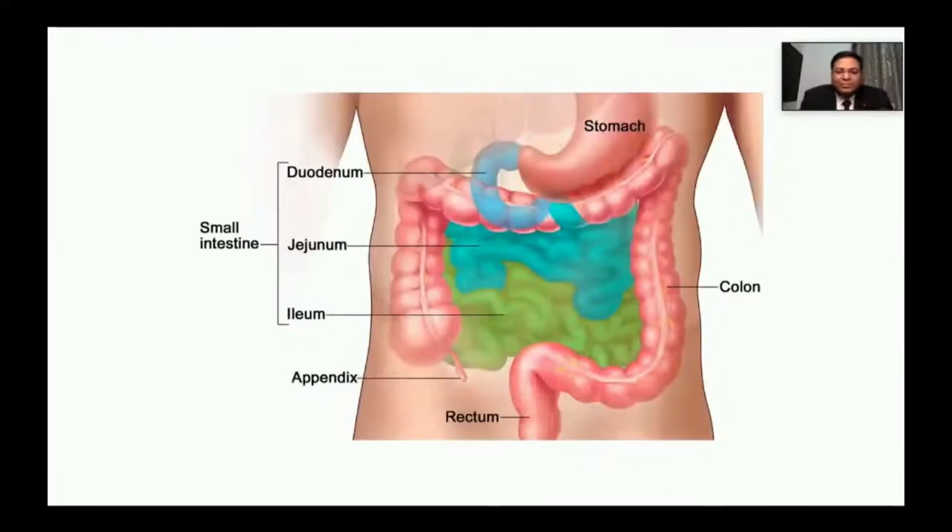If you look at this picture, the blue part and the green part are the small intestine. The small intestine has three parts, namely the duodenum, the jejunum, and the ileum.